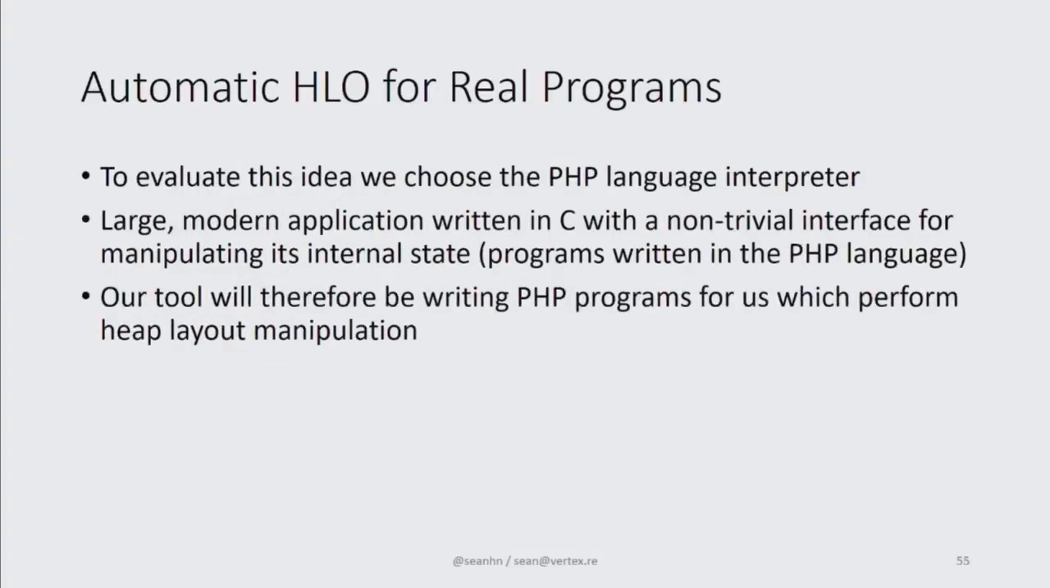So for this, I decided to use PHP as the evaluation system. PHP is pretty large, it's fairly modern, it's written in C, and it has a non-trivial interface for interacting with its heap, in other words, programs written in PHP. And what our tool is going to be doing is effectively writing PHP programs that manipulate the target state, in other words, the PHP allocator, and then trigger some vulnerability. And when the vulnerability is triggered, its goal is going to be to put the source and destination adjacent to each other such that the destination is corrupted.